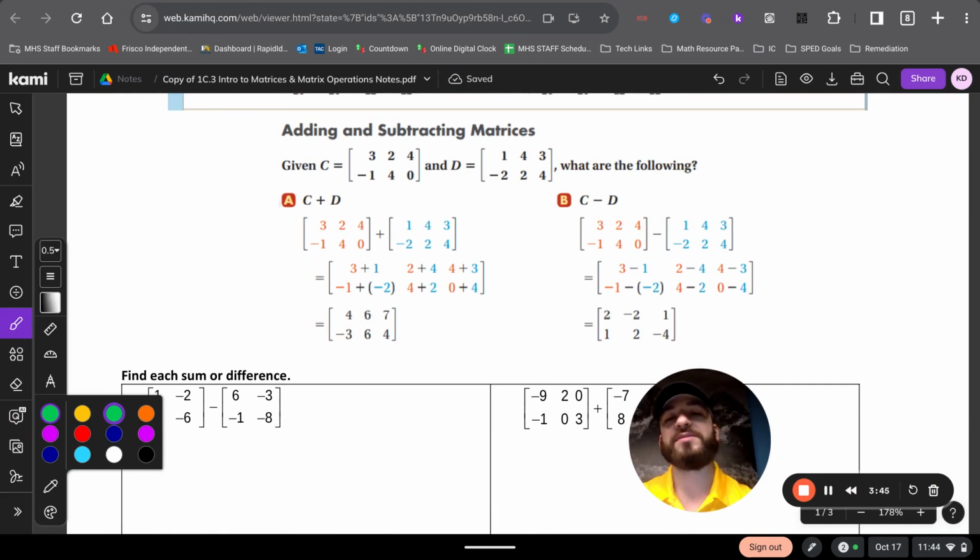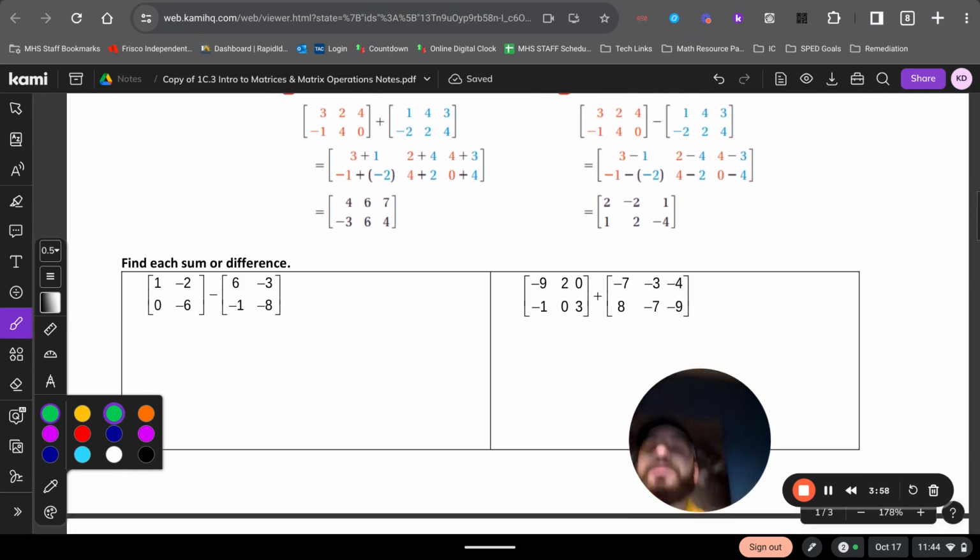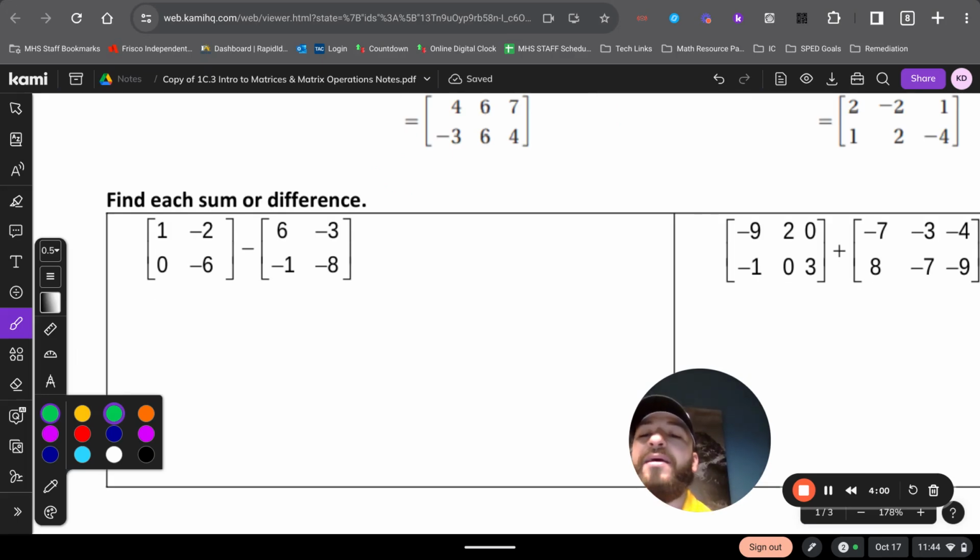So if I'm adding or subtracting 2 matrices, C and D, I'm just adding all 6 of those elements, the same corresponding elements together. C minus D, same thing. So let's look at an example. Let's subtract these 2 matrices. The matrices 1, -2, 0, -6, and 6, -3, -1, and -8.